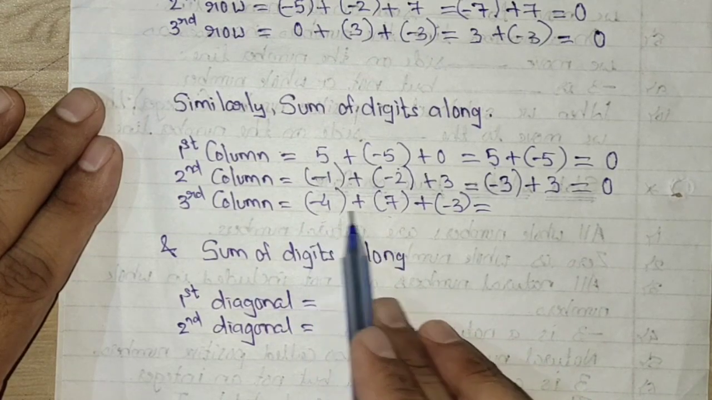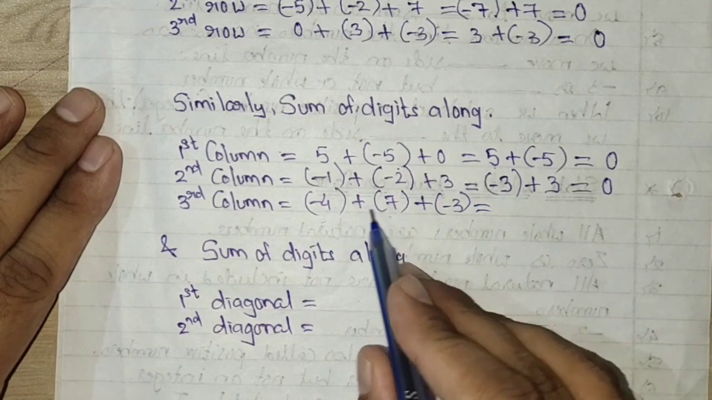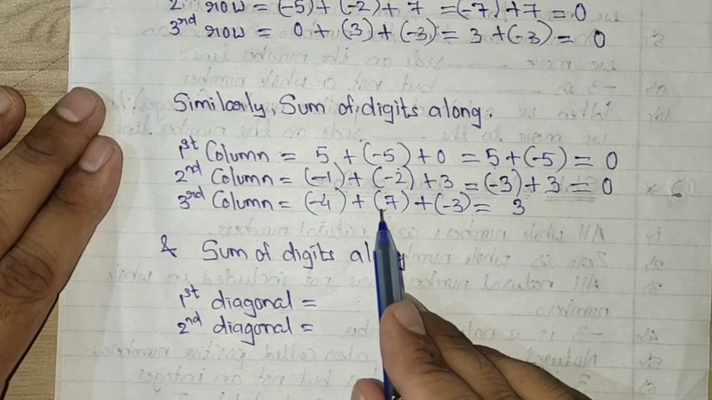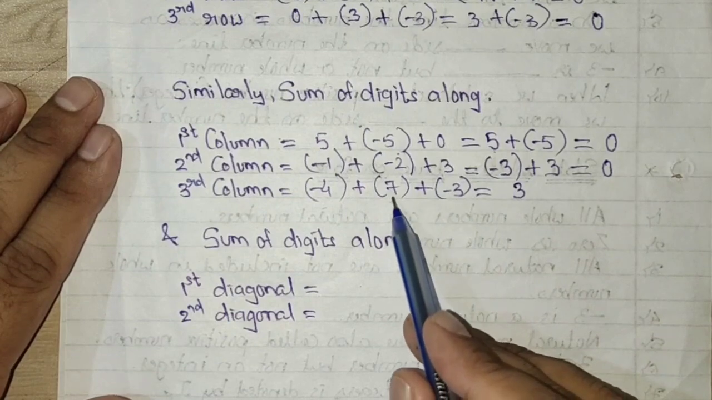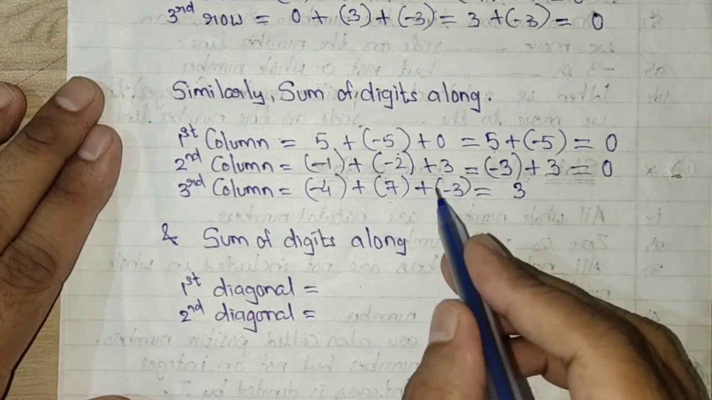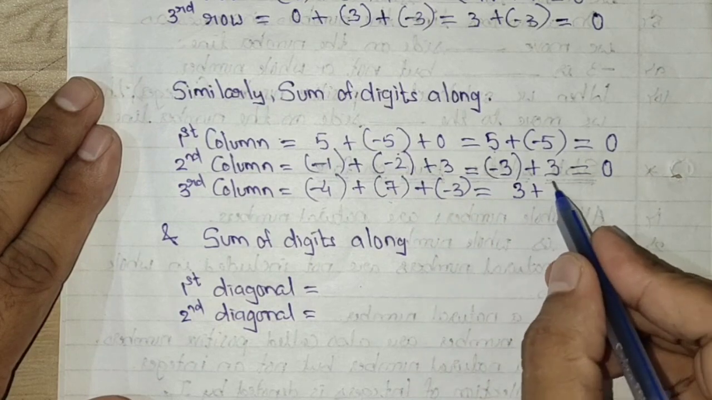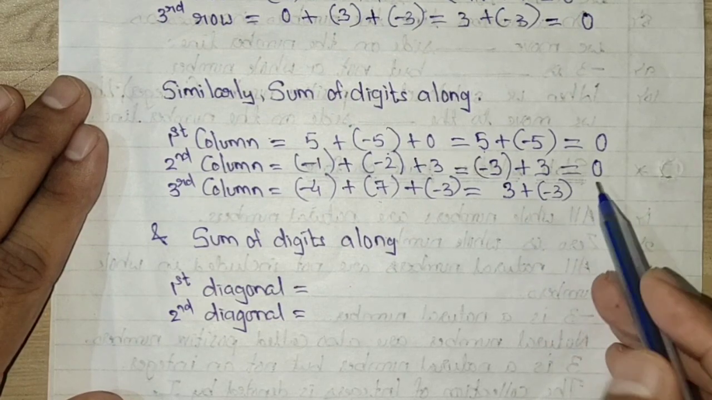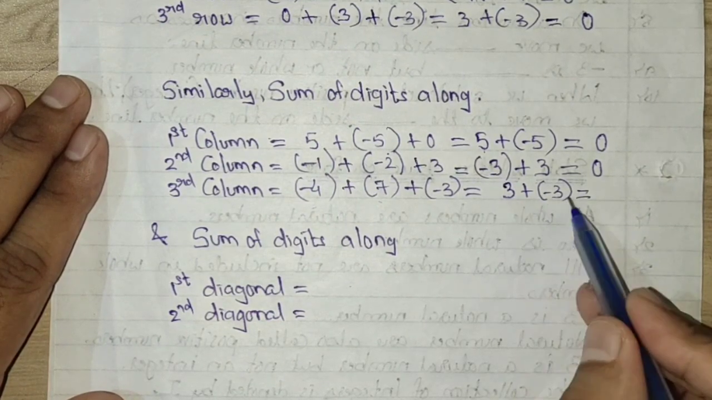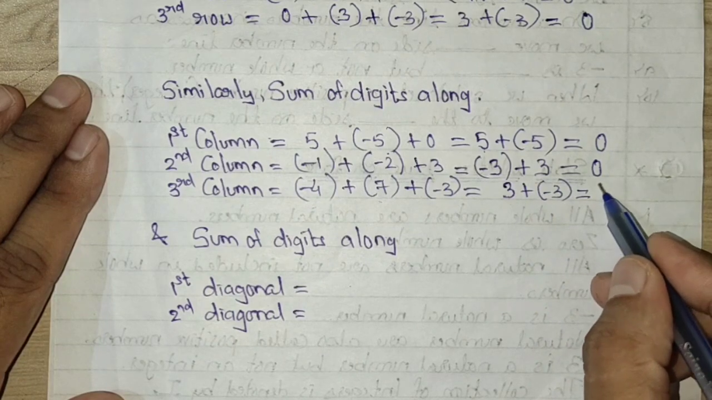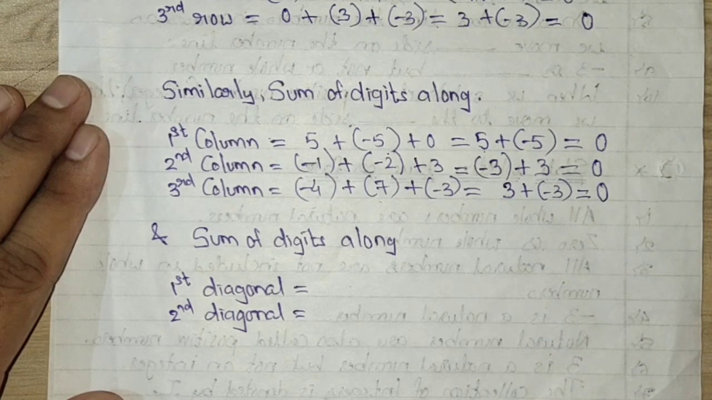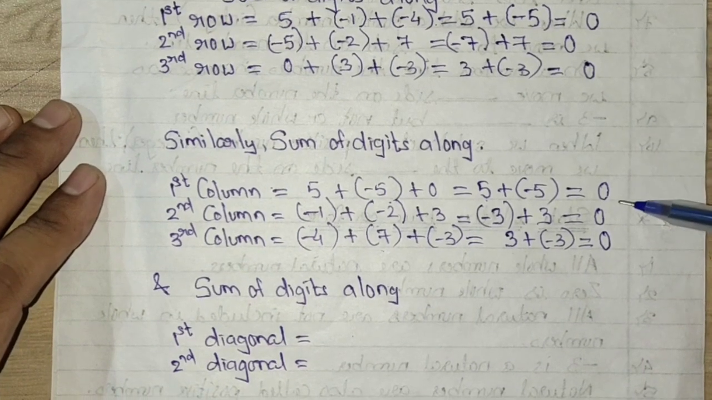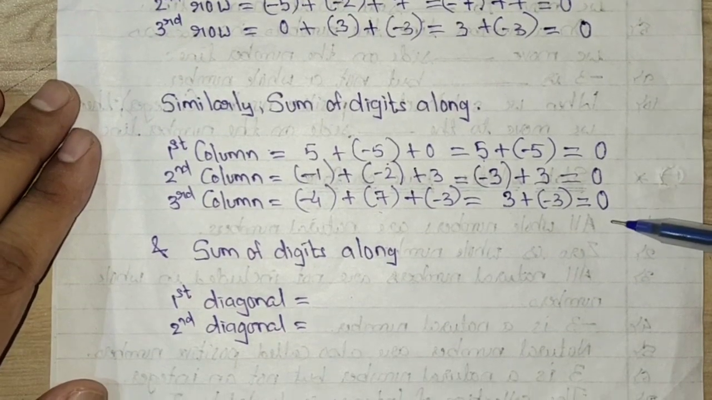Adding two integers with unlike signs, we subtract the numerical values. 7 minus 4 is 3, and give the sign of the larger integer. Larger integer is 7, so its sign is plus, and then we will add the remaining integer. Now students, we are adding two integers with unlike signs, and both the numerical values are same. So on subtracting, the resulting answer will be 0. See students, we have calculated 3 rows, we got the same answer. We calculated 3 columns, we got the same answer.